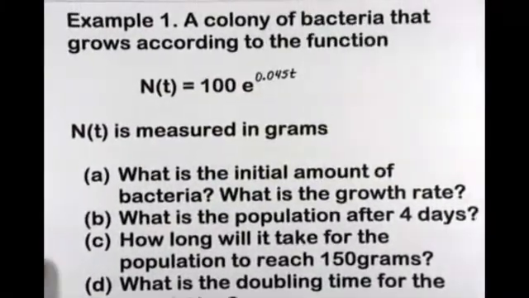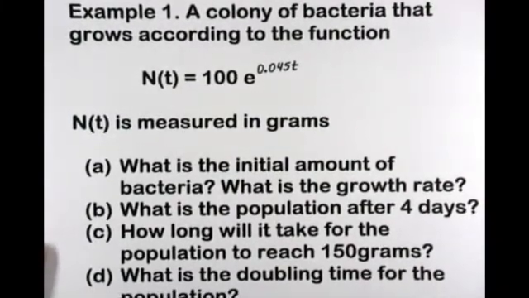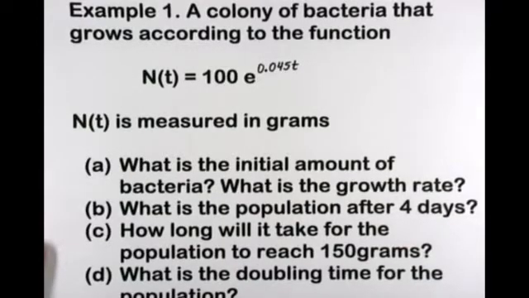So now we have example 1. A colony of bacteria grows according to the function N(t) = 100 e^(0.045t), where N(t) is measured in grams. What is the initial amount of the bacteria? What is the growth rate? What is the population after 4 days? How long will it take for the population to reach 150 grams? What is the doubling time of the population?